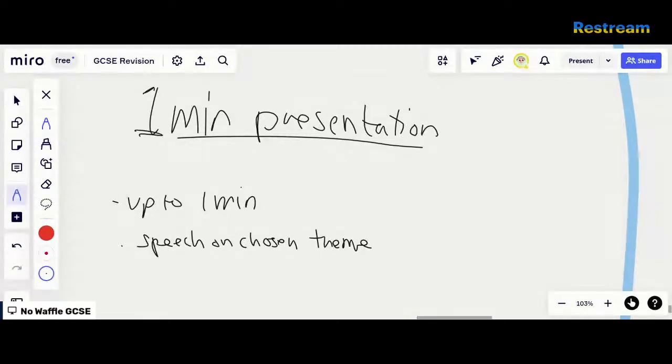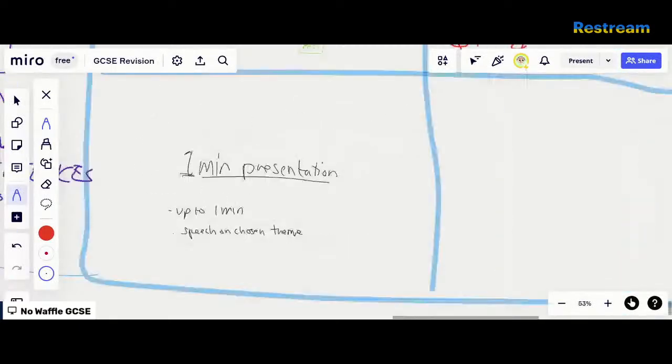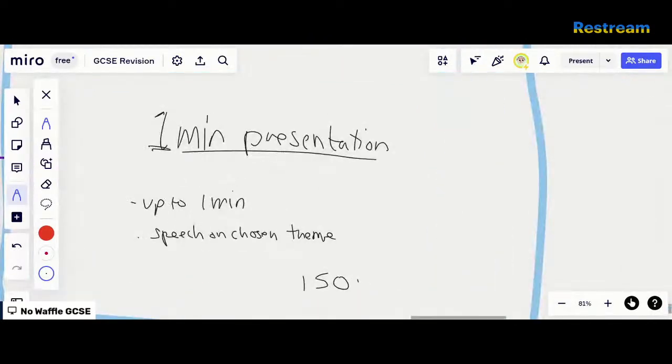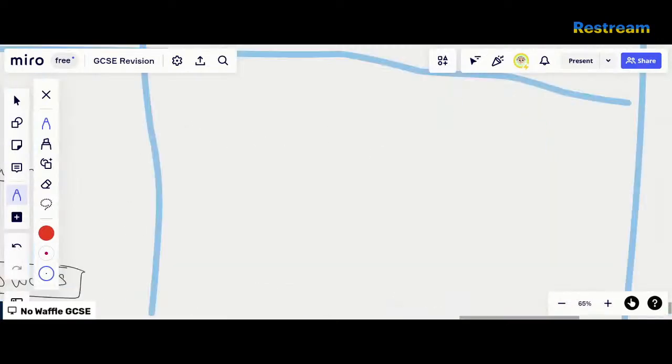But yeah, that's what the 1-minute presentation is, so I'll give you some more advice on that. Just in terms of word count, if you wanted to see how many words make up 1 minute, it's 150 words, roughly. But do note that French is a fast language, so you may be able to squeeze a bit more in there. Now, finally, your general conversation.